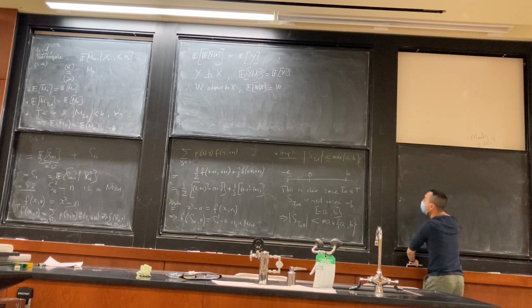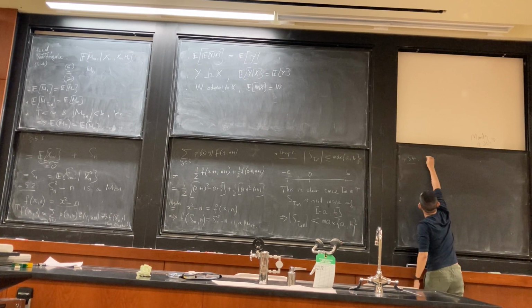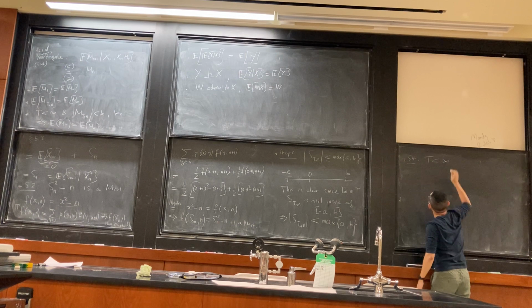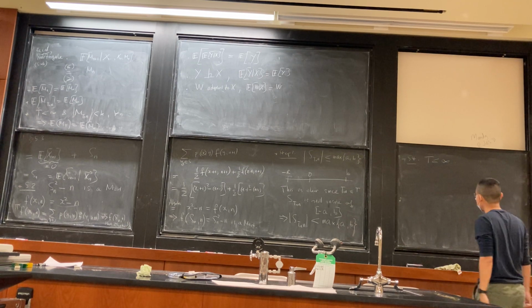Now step 4 is following: T is finite. Alright. So this is actually harder. We have to use the other fact. We have to invoke the fact that S_n squared minus n is a martingale here.